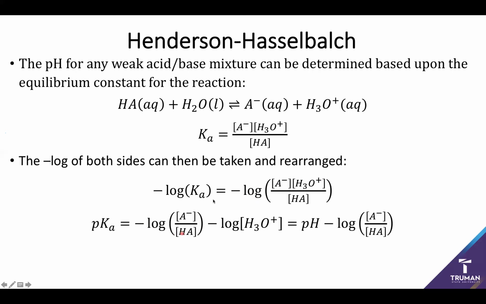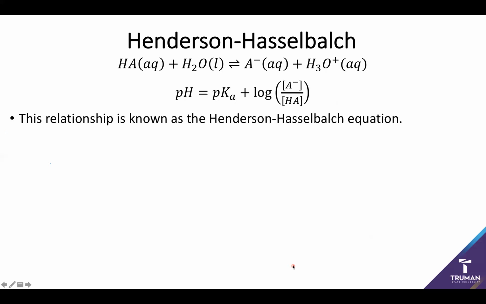So negative log of the whole equilibrium constant is going to be the same as negative log of the ratio minus log of just the hydronium concentration. So I'm going to pull that hydronium concentration out on its own, because it turns out negative log of the hydronium concentration, well, that's just pH. So all I'm left with is negative log of the ratio of the concentration of base over the concentration of acid. And it turns out what we find out is that we can find the pH of a system as long as we know the pKa and the log of the ratio of base over acid. And this whole equation is known as the Henderson-Hasselbalch.